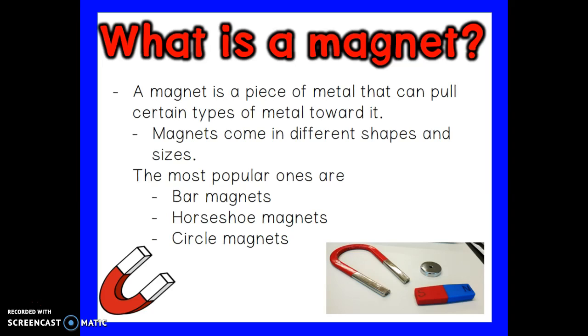Magnets come in all shapes and sizes. The most popular magnets are bar, horseshoe, and circle magnets. Magnets can be found on refrigerator doors, jewelry, or computers.